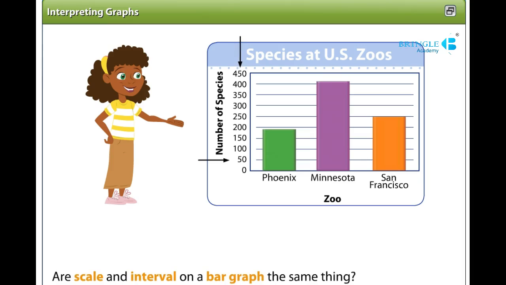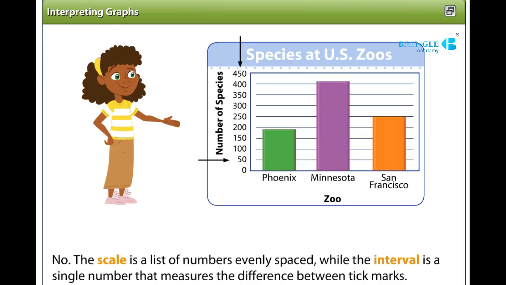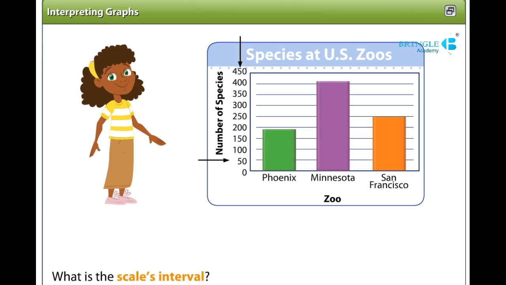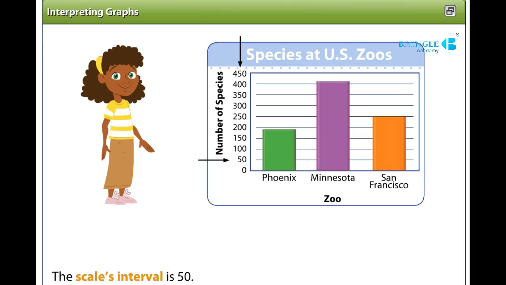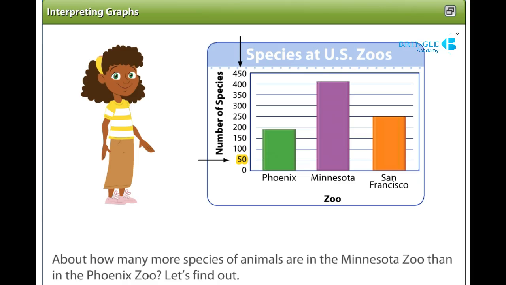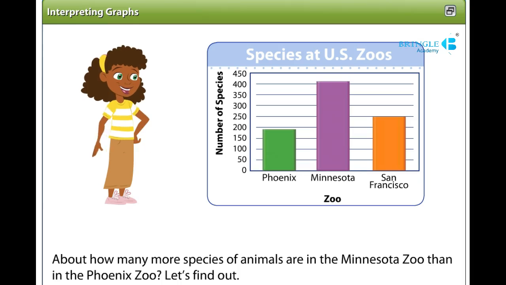Are scale and interval on a bar graph the same thing? No. The scale is a list of numbers evenly spaced, while the interval is a single number that measures the difference between tick marks. What is the scale's interval? The scale's interval is 50. About how many more species of animals are in the Minnesota Zoo than in the Phoenix Zoo? Let's find out.